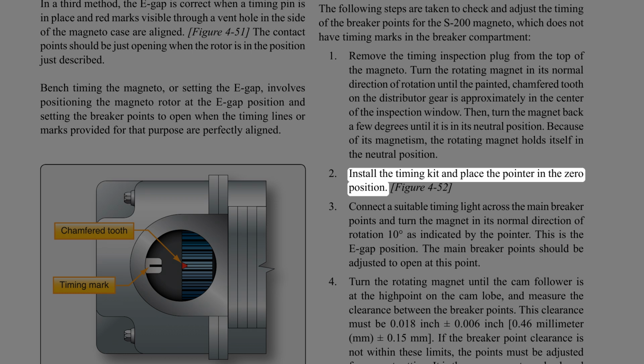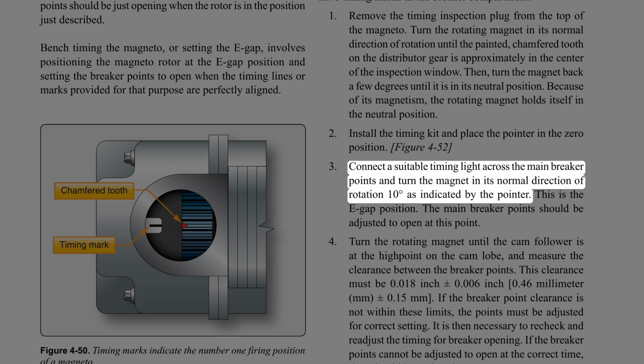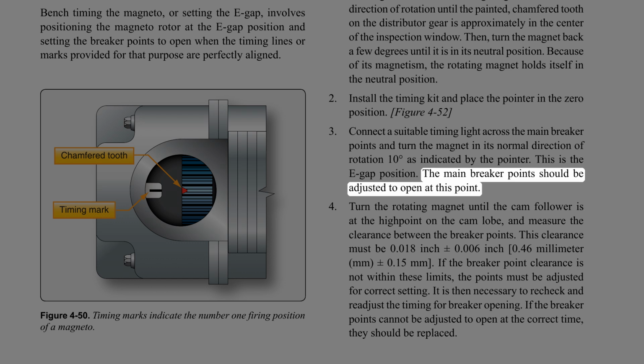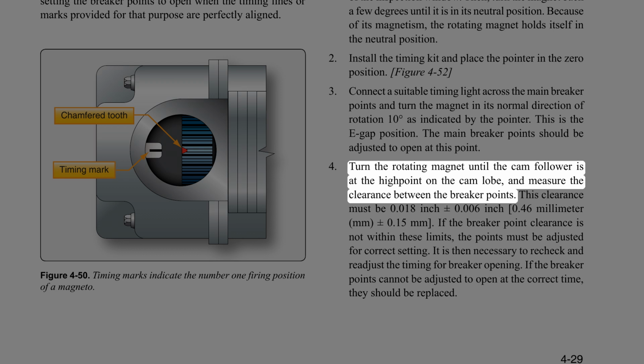Install the timing kit and place the pointer in the 0 position. Connect a suitable timing light across the main breaker points and turn the magnet in its normal direction of rotation 10 degrees as indicated by the pointer. This is the E-gap position. The main breaker points should be adjusted to open at this point. Turn the rotating magnet until the cam follower is at the high point on the cam lobe, and measure the clearance between the breaker points.